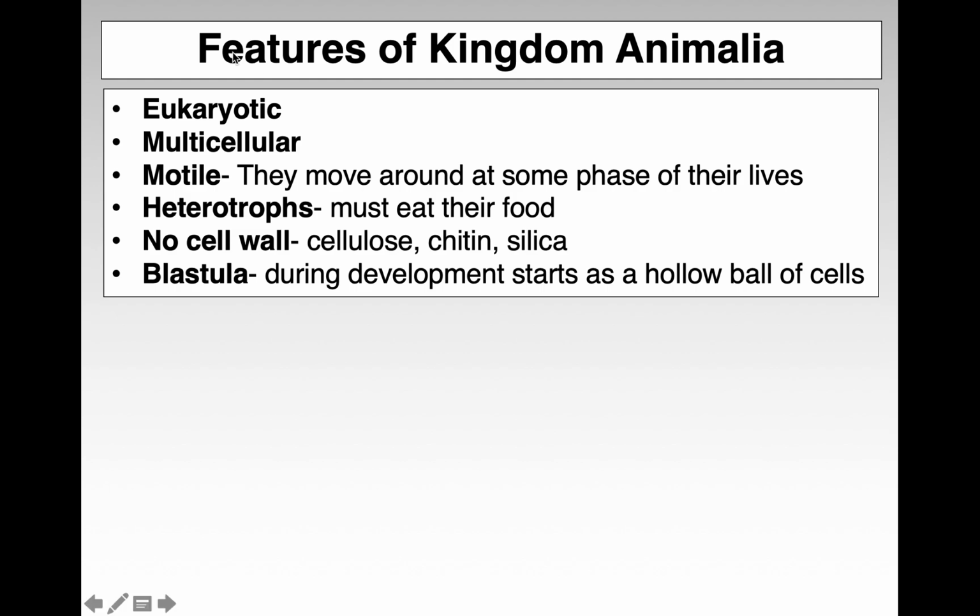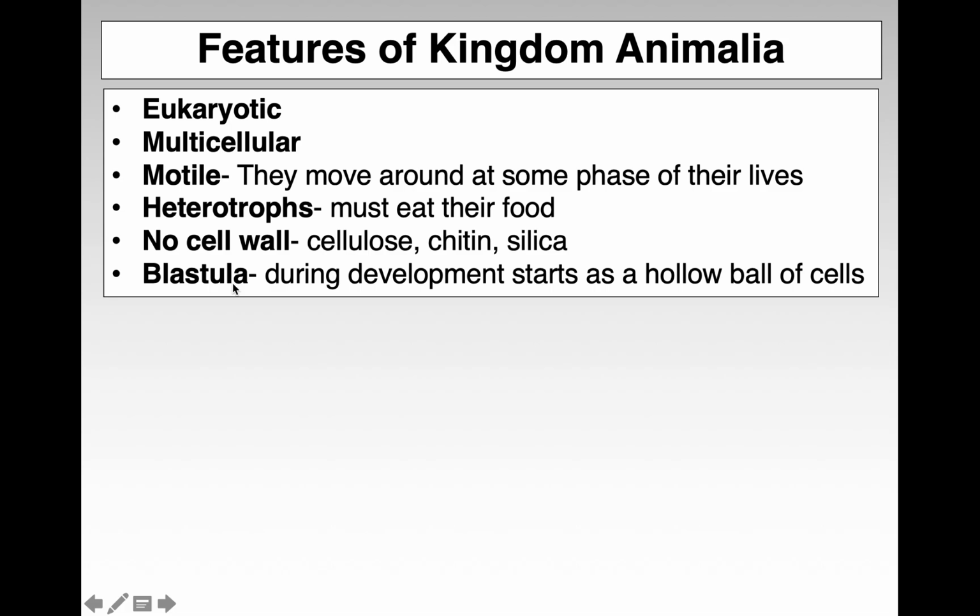These are the features. They're eukaryotic, multicellular. Animals are motile. They move around at some phase of their lives. They are heterotrophs, meaning they must eat food. They have no cell wall. Remember, plants have a cellulose cell wall, fungi have a chitin cell wall, and diatoms have a glass cell wall of silica.